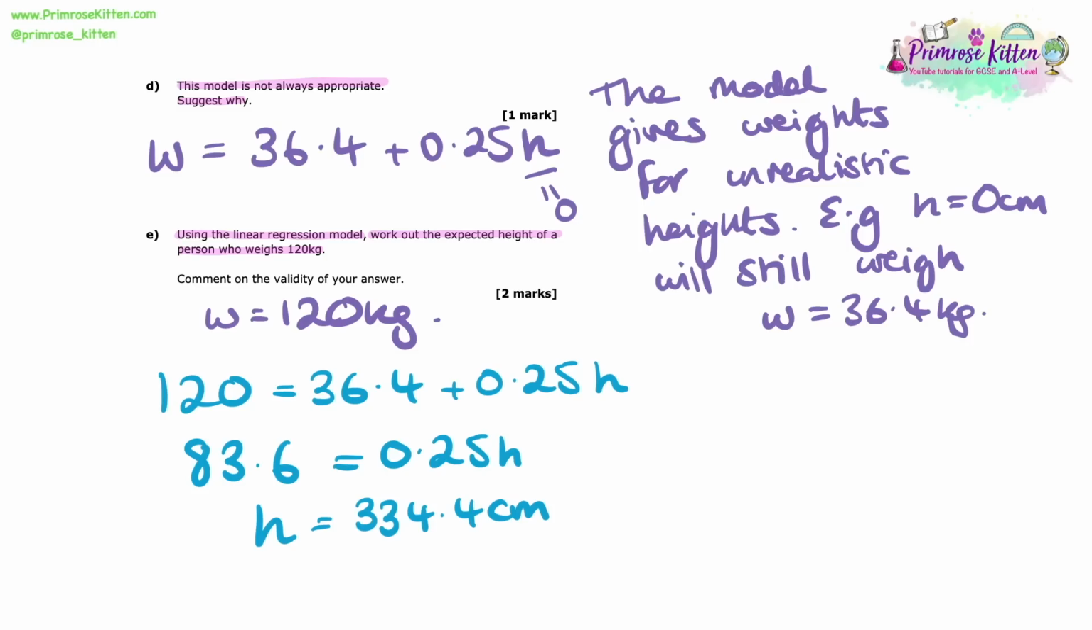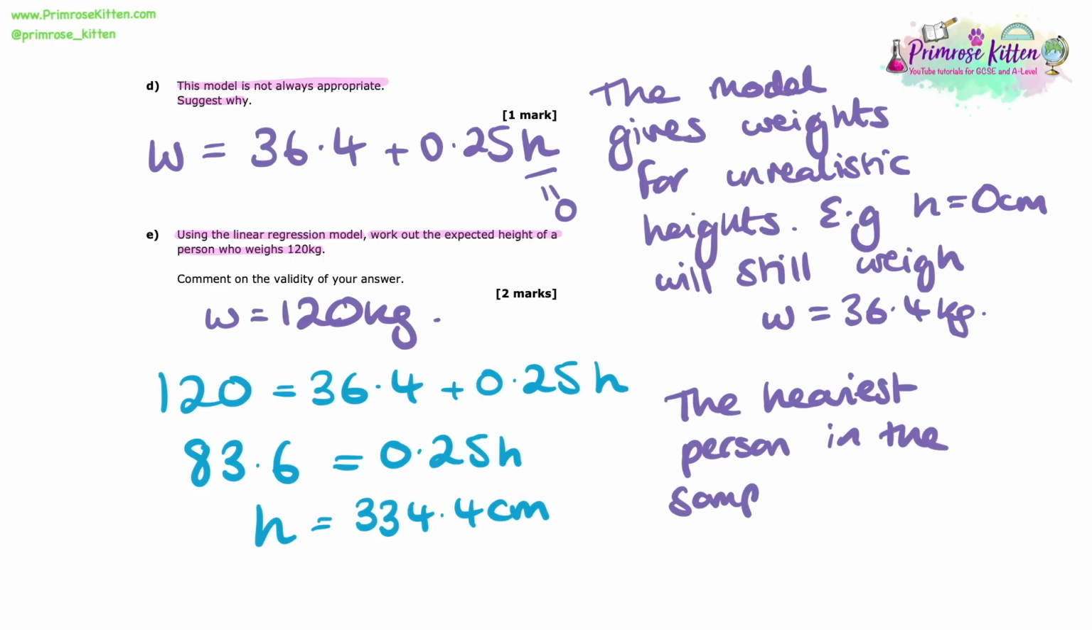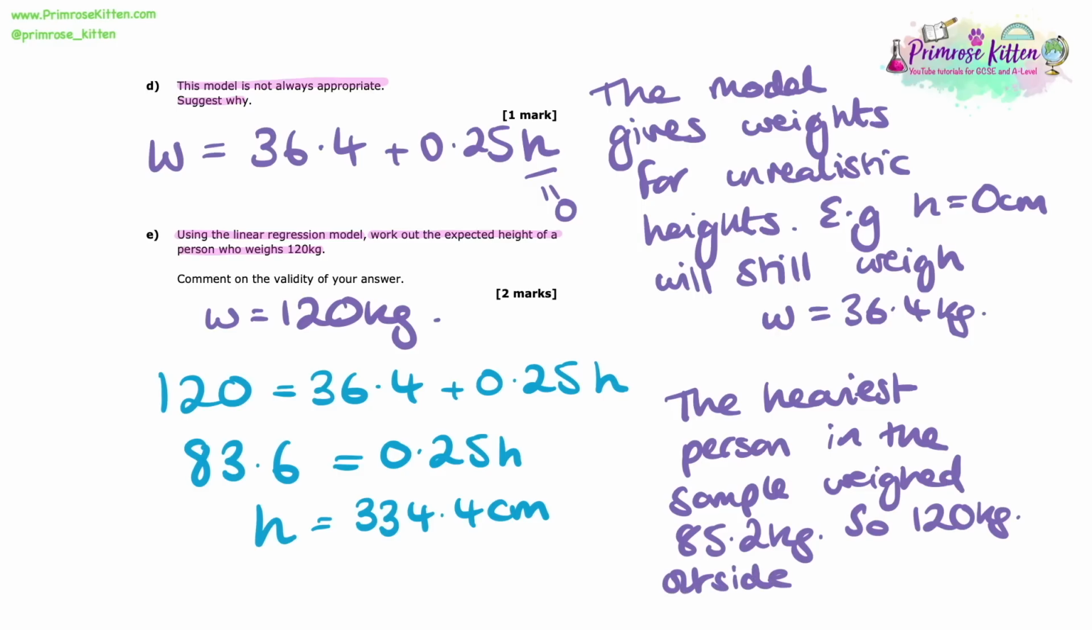H equals 334.4 centimetres. Now, we're asked to comment on the validity of our answer. So in order to talk about this, let's remember what the heaviest person was in our data set. And we know that the heaviest person weighed 85.2 kilos. That was given right at the beginning of our question. So here where we're being asked about someone that weighs 120 kilos, this is outside of our data set. Now this means that we have had to do extrapolation. And extrapolation is always less likely to be valid because we're having to assume that this relationship holds for extreme values too.